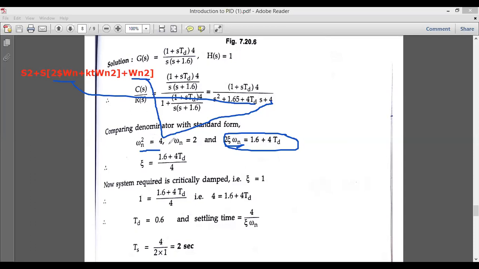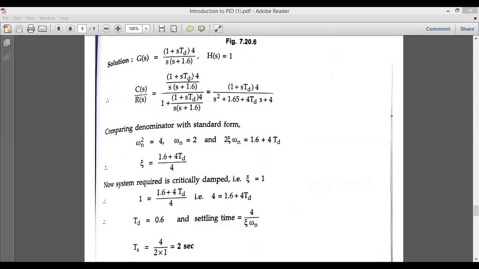What is omega n square? Omega n square is equal to 4. What is the value of omega n? Omega n is equal to root of 4. Root of 4 is equal to how much? It is equal to 2. So we compare all the values and we obtain this particular solution.